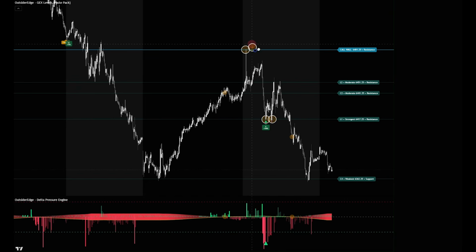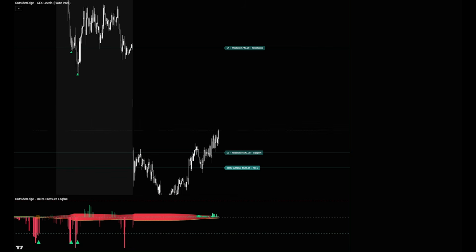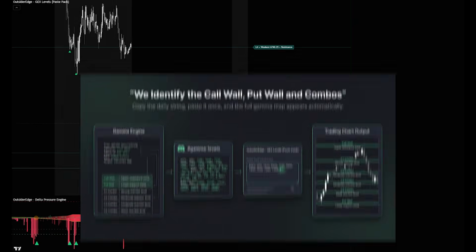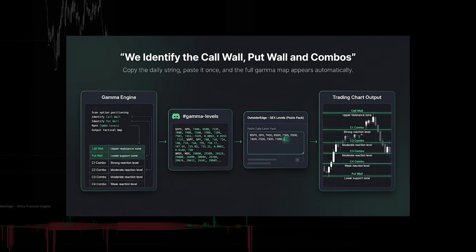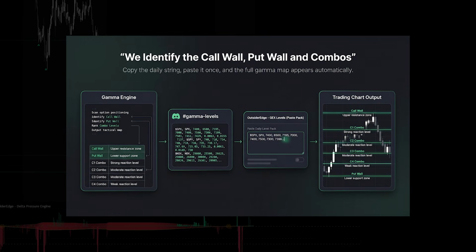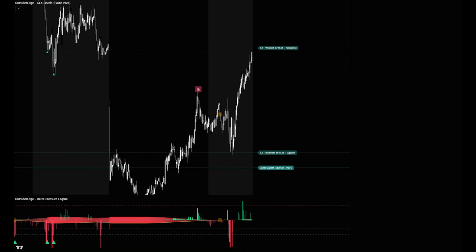Normal support and resistance works because traders remember certain highs, lows, and reaction zones. Gamma levels can work because there is mechanical buying or selling pressure behind them. That is the big difference. A normal level says, price reacted here before. A gamma level says, price may react here again, and there may also be forced hedging flow at that exact area. That is why levels like the call wall, put wall, zero gamma, and vol trigger are watched so closely.